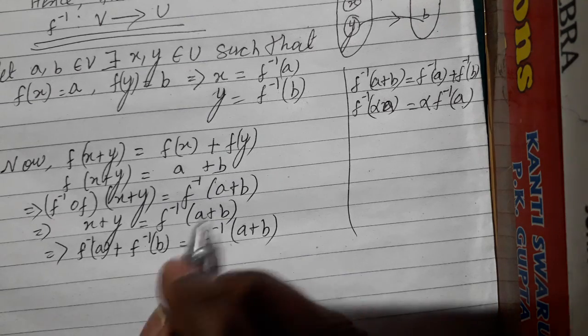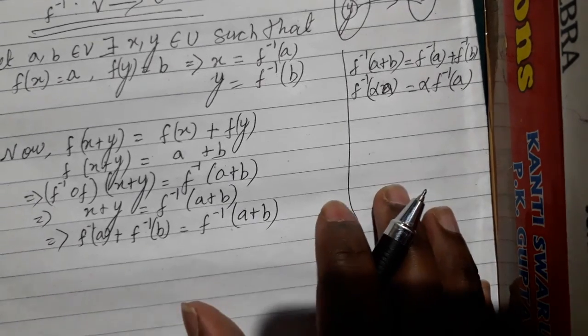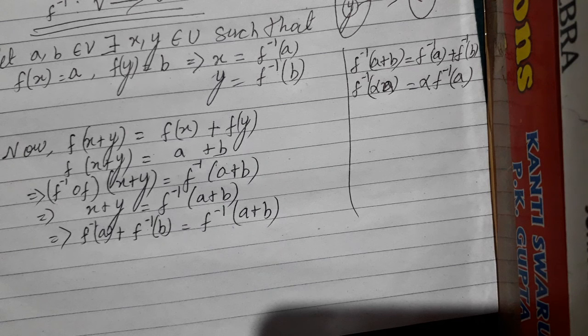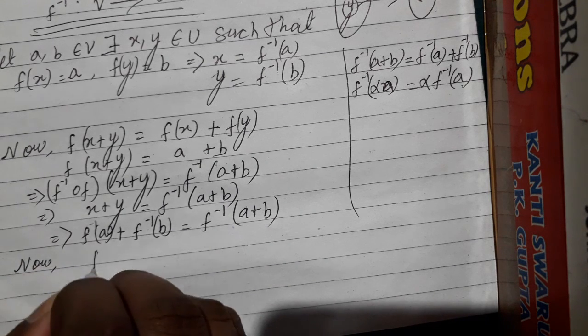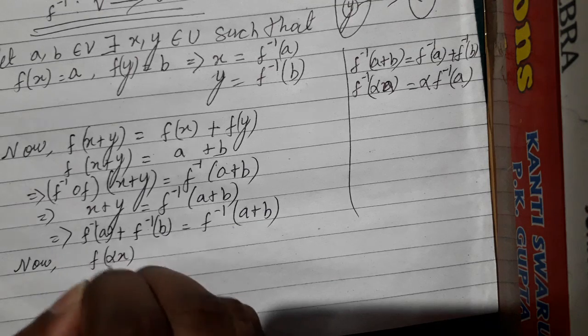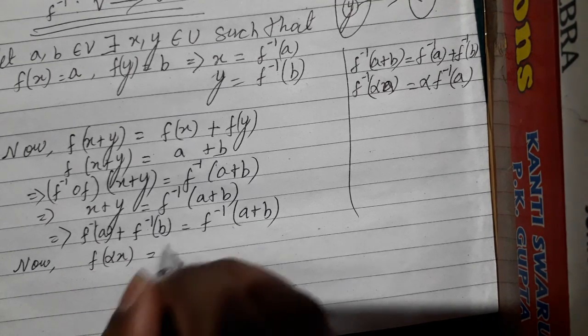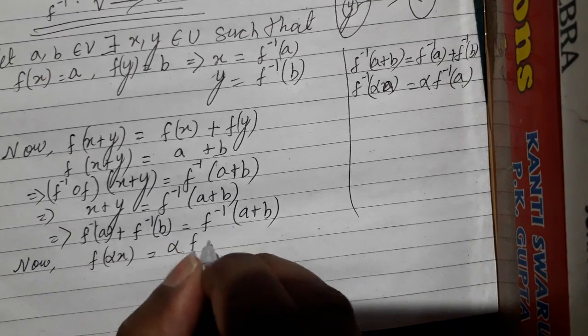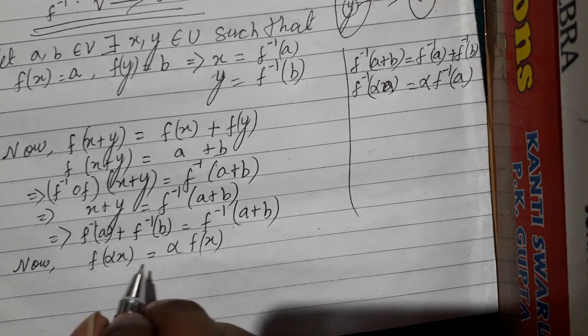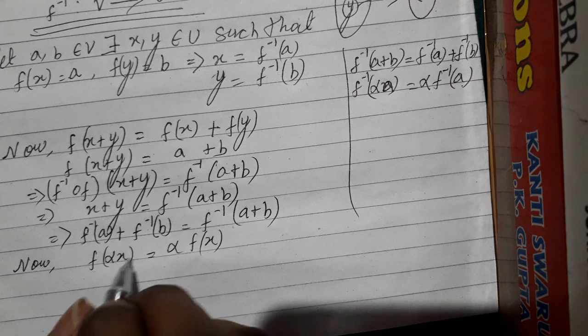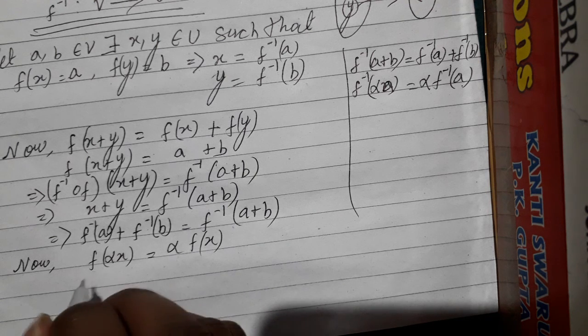So we got the first condition already. Now we'll try to prove the second condition. We are taking this f of alpha x. Now since f is a linear transformation, alpha applied on x, we get alpha f x by using the second definition of linear transformation. We can write this.